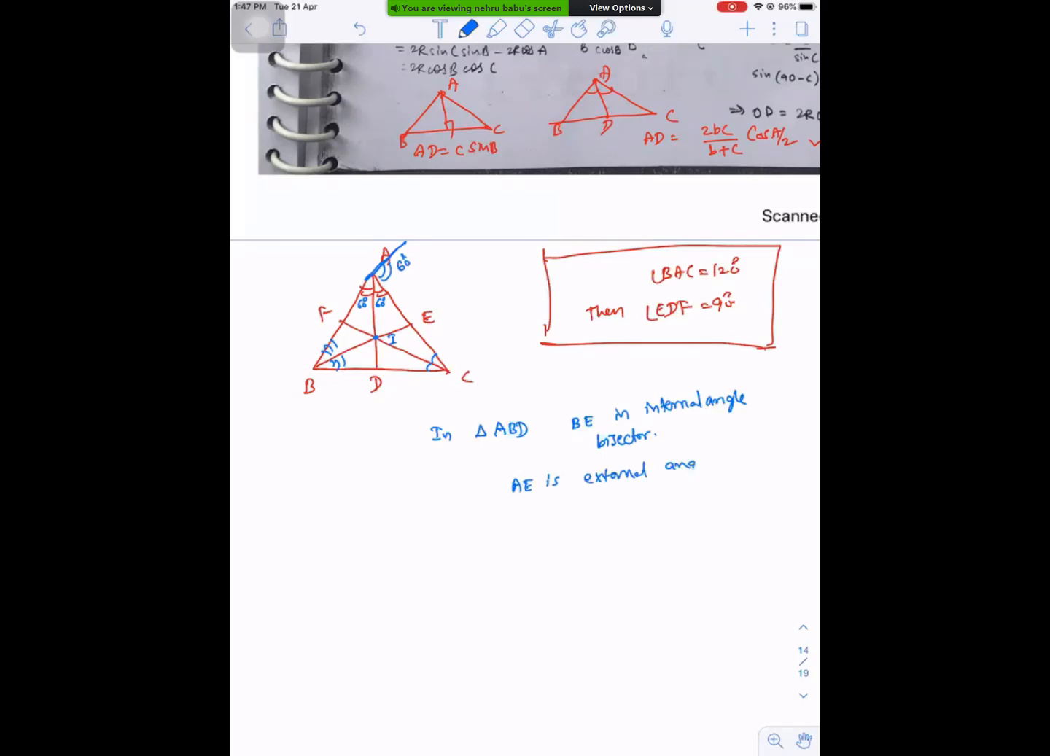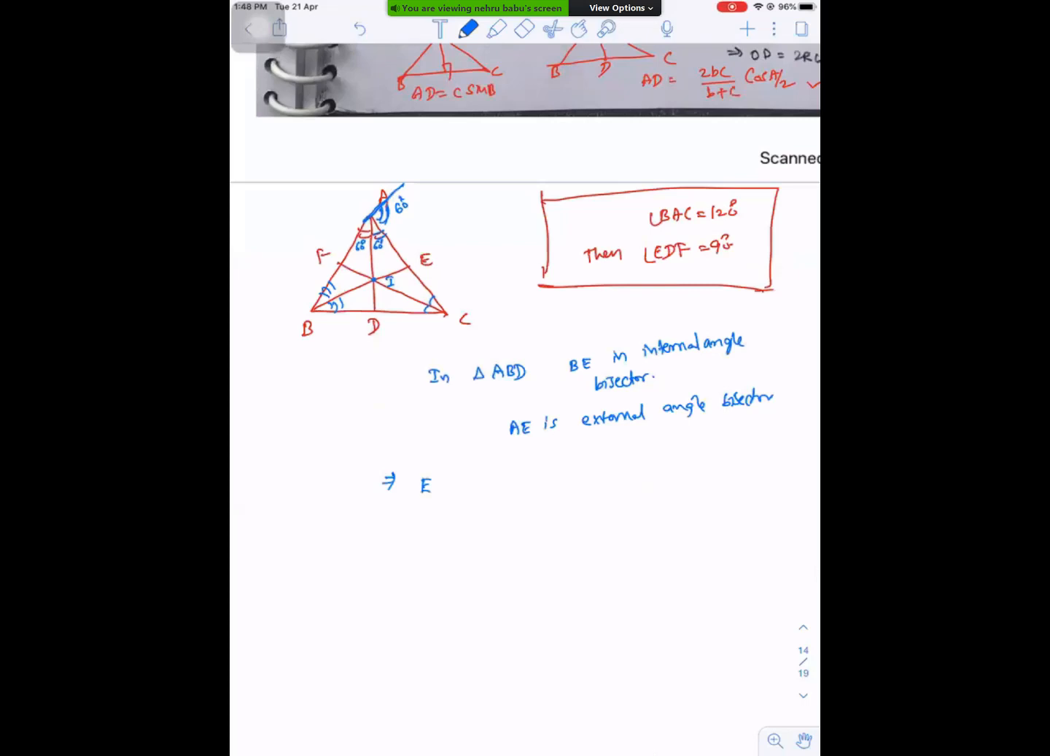The reason is, if you see triangle ABD, the internal angle at A is 60, so the external angle is 120. AE is bisecting that, so here 60 is coming, and here also 60 is coming. So what about that point E now? That implies E is the excenter of triangle ABD.